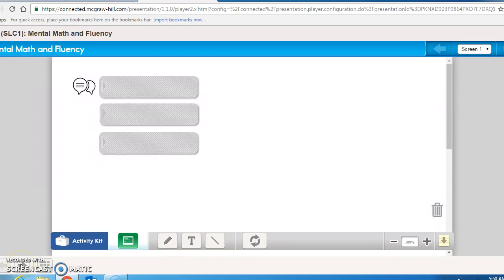Lesson 2.5, Prime and Composite Numbers. Students, you're going to learn to list factor pairs for numbers. You're going to learn definitions of prime and composite numbers. And you're going to classify prime and composite numbers and continue to list the factors. But let's start out first with mental math and fluency.